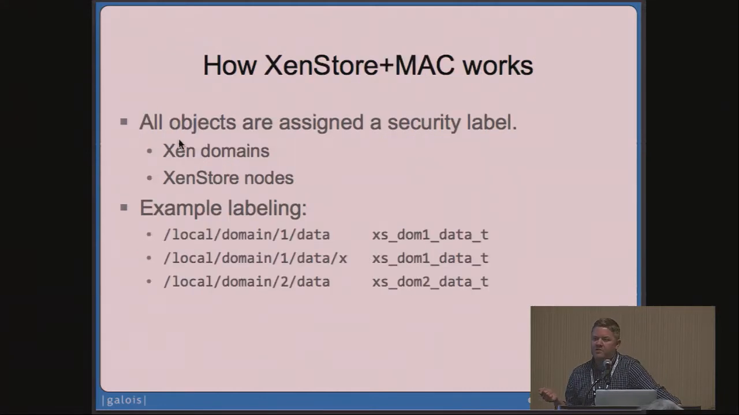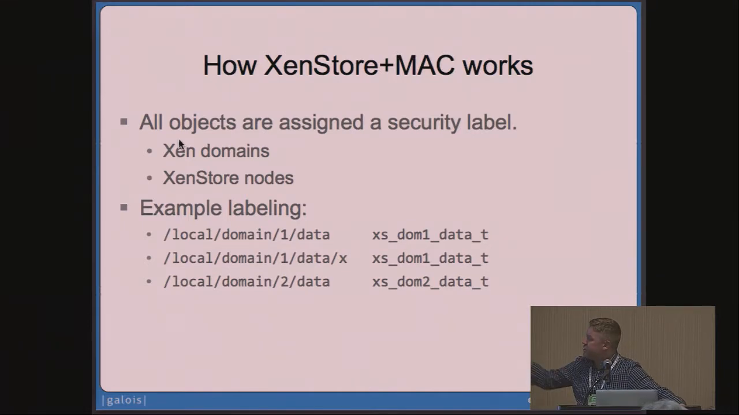So how this works in the context of XenStore, this is mandatory access control 101 really quick in two slides here, is we take all the objects in the system that we care about. In our case, it's Xen domains and it's XenStore nodes. And we assign them a security label. For our purposes, we can think of that as a string. It's a free-form string. We can use any sort of conventions we like.